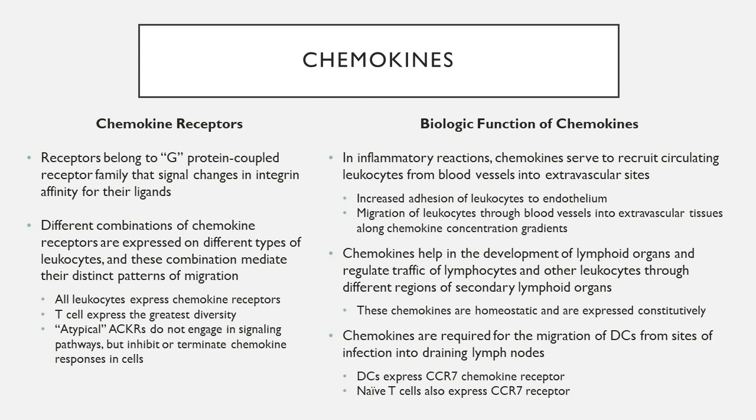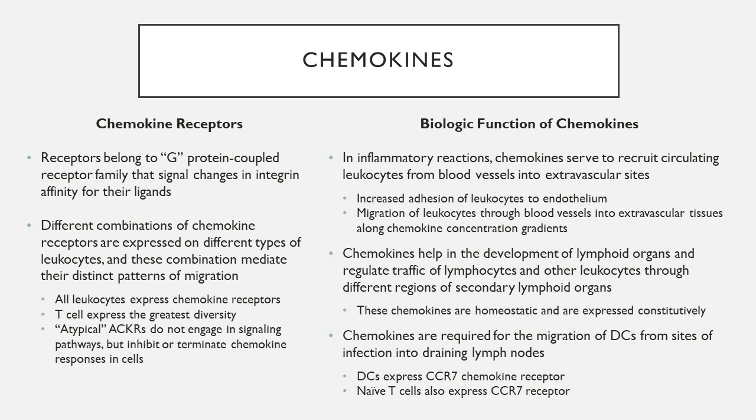Now, in contrast to inflammation, where the affinity of integrins changes in response to inflammatory cytokines, chemokines present in the secondary lymphoid organs are homeostatic, which means they're expressed constitutively, meaning that they never change. Now, third primary function is that chemokines are required for the migration of dendritic cells and other antigen-presenting cells from the sites of infection into the draining lymph nodes.